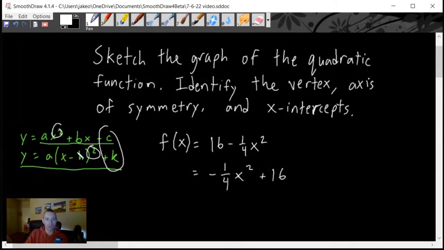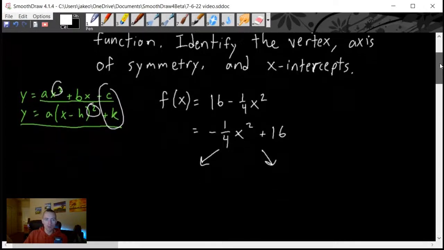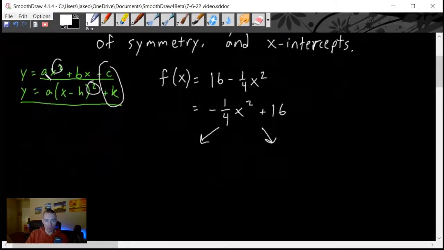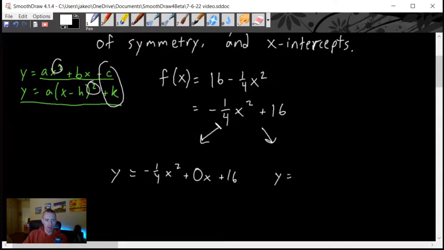And now we can compare this to either one of these two forms here. Let me talk about this in two different ways real quick. We can either say that we have negative 1/4 x squared plus 0x plus 16. And you can see in that case, it's pretty easily comparable to this form, right? Where a is negative 1/4, b is 0, c is 16. Or we can write it in this form where we have a being negative 1/4, the x minus h being x minus 0 all squared, because x minus 0 squared is the same as x squared, and then plus 16 being our k value.